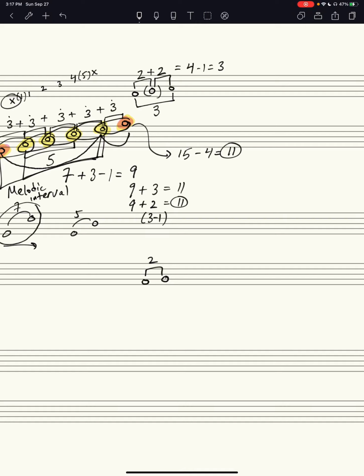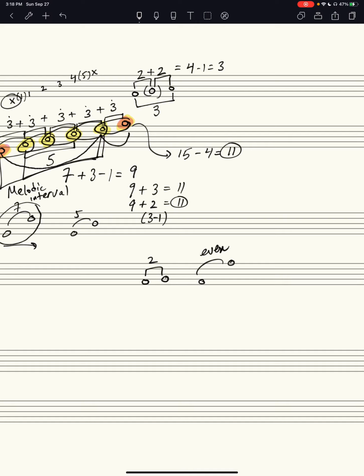Let's extrapolate. What if I start on a space and go up to any other line? Will that be an even or an odd interval size? It's got to be even, because this looks like a series of compounded skips plus a step, right?